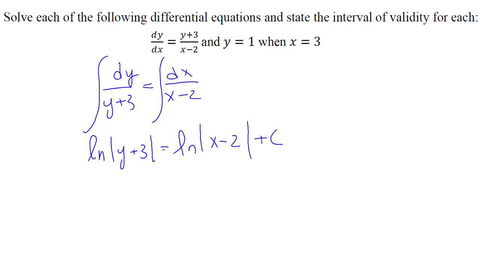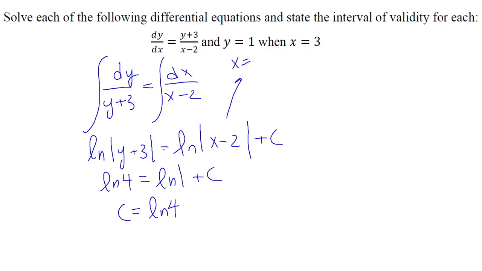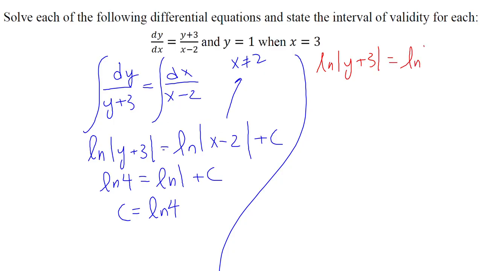When y is 1, x is 3. So we have the natural log of 4 equals the natural log of 1 plus c, or c is just ln 4 because the natural log of 1 is 0. And we'll note right off the bat that x cannot be 2. That's going to be a restriction here on our final interval of validity. So as we plug this back in, we've now got natural log absolute value y plus 3 is natural log absolute value x minus 2 plus ln of 4.